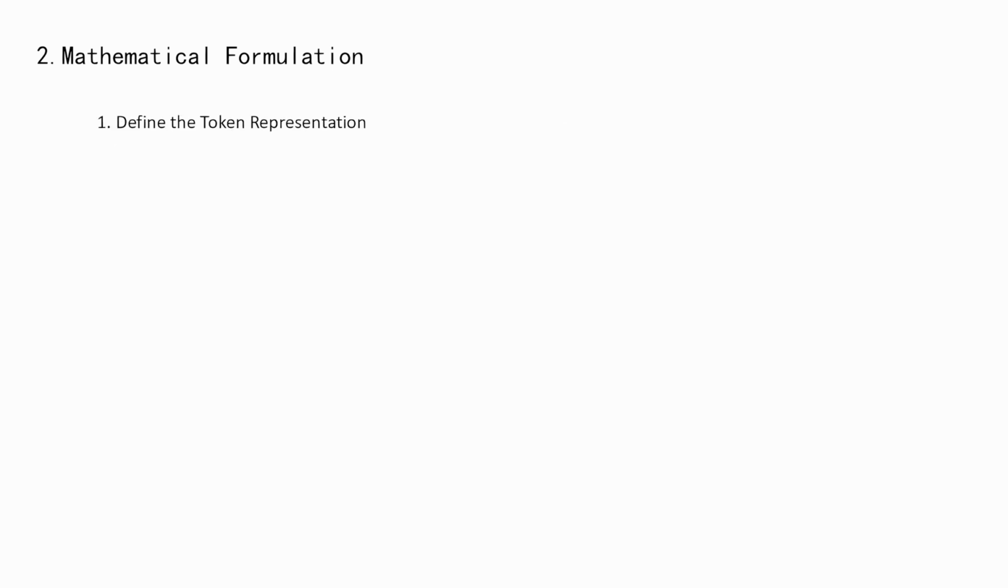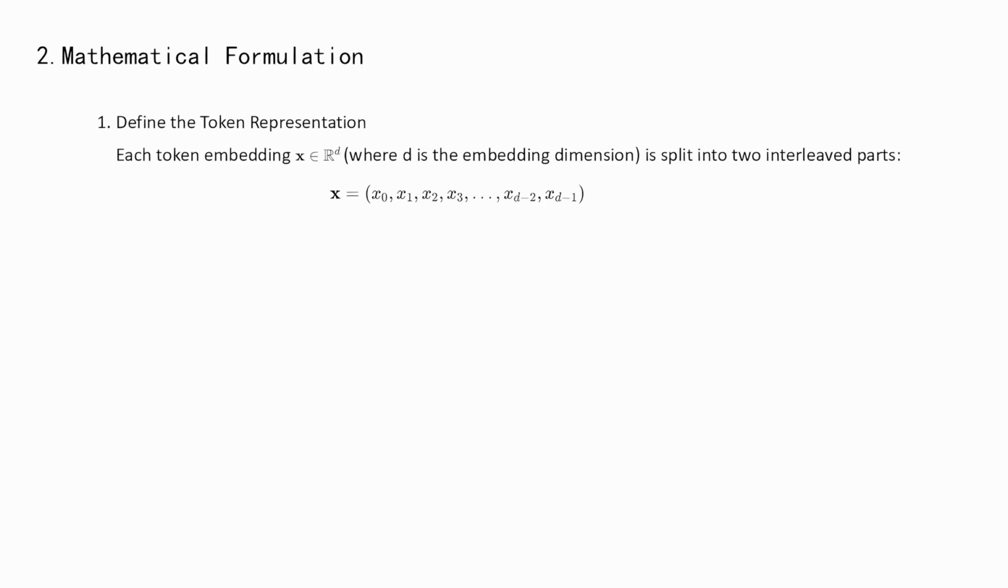1. Define the token representation. Each token embedding, where D is the embedding dimension, is split into two interleaved parts as follows. Each consecutive pair can be interpreted as a complex number as follows. Now, the rotation operation applies to each complex pair separately.